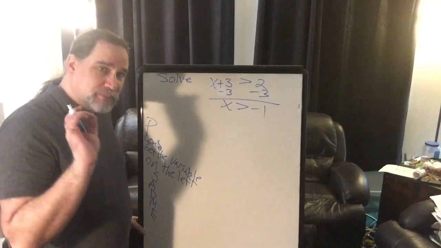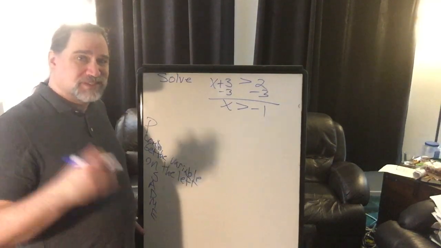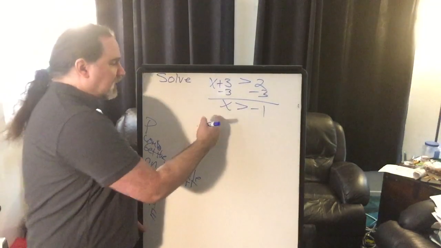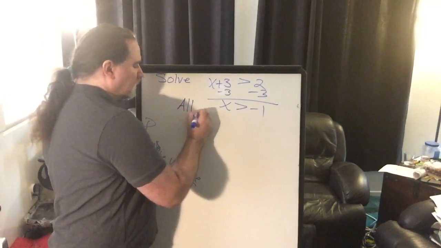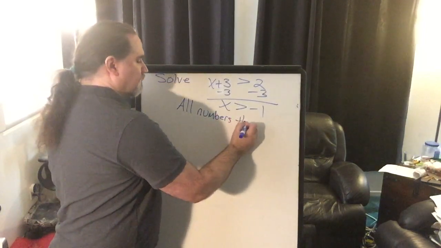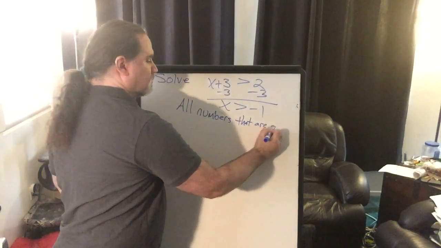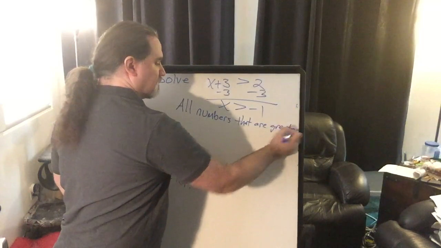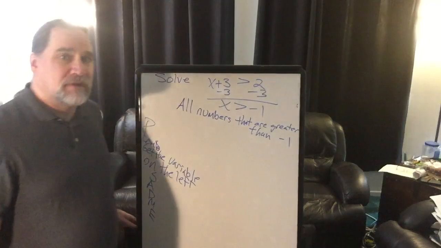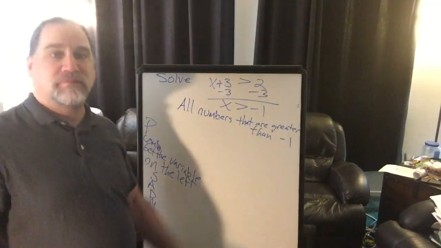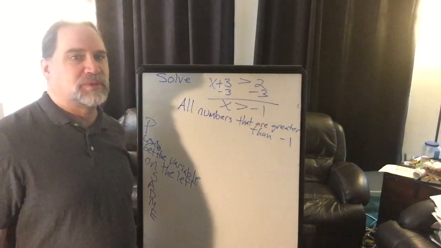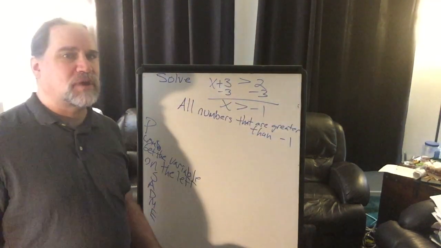So let me talk about what this solution means too. Because you don't just say x is greater than -1. It's not quite enough. X now represents all the numbers that are greater than -1. Now, it's not enough for you to just tell me that x is 5, because yes, 5 is greater than -1. You need to tell me x represents all the possible numbers. So now there's an infinite number of right answers.